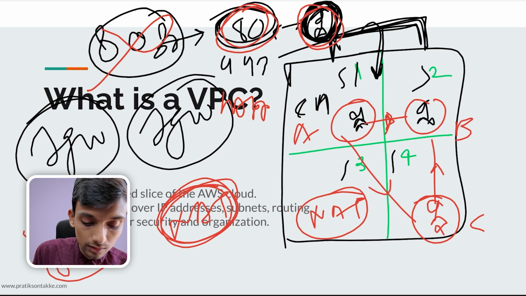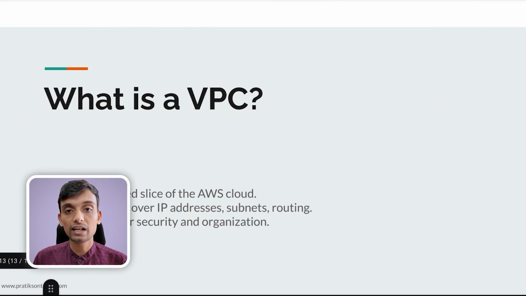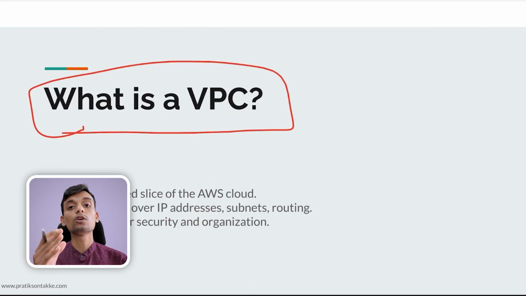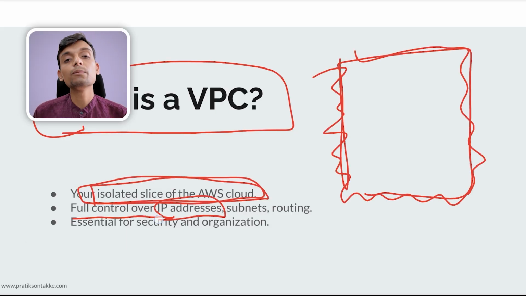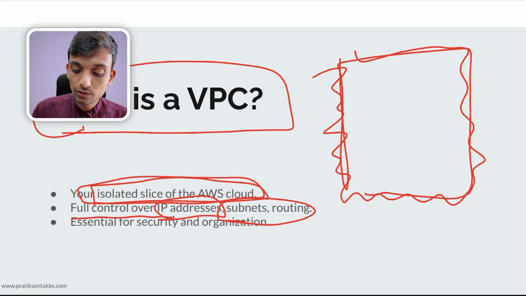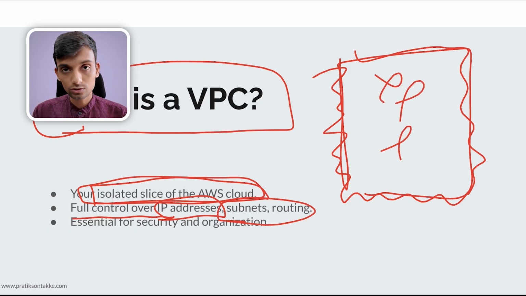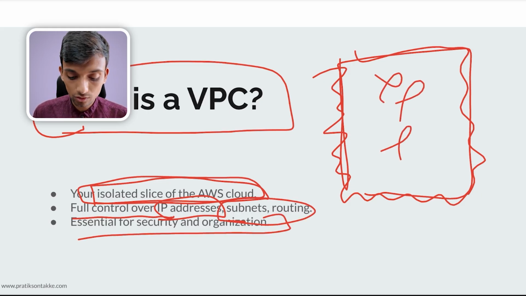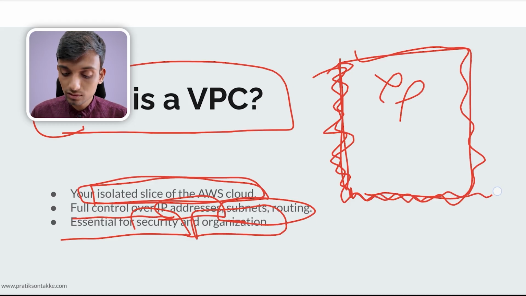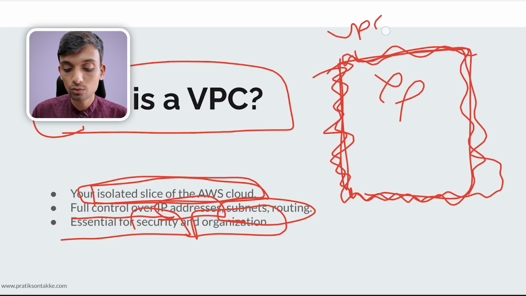Now I am going to explain again with the PPT so you get a better understanding of it. What is VPC? Your small space inside the whole cloud is called a VPC. VPC stands for Virtual Private Cloud. You have full control over the IP addresses, that means subnets and routing. Whatever happens inside the VPC, it's your responsibility. It's essential for security and organization. Fencing is mandatory for securing your land, that is, your cloud environment.